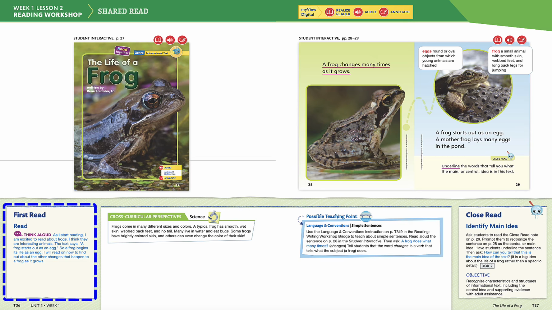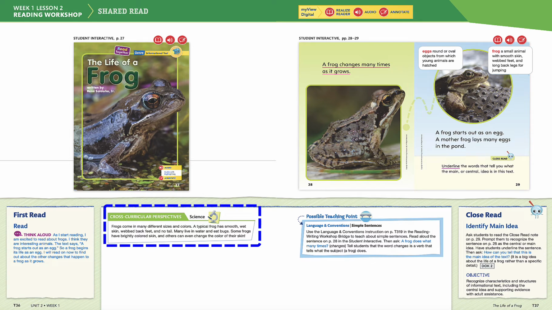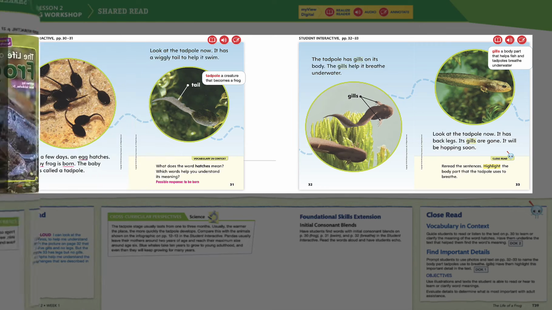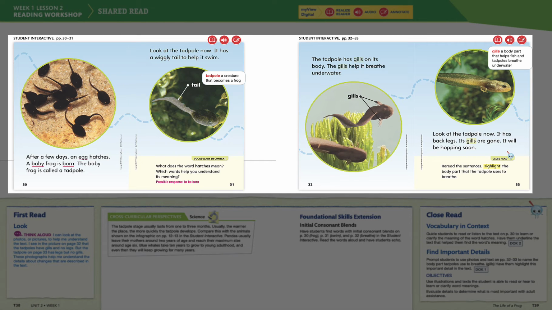Students read for understanding and enjoyment during the first read. Cross-curricular perspectives provide connections to science and social studies topics. The Reading-Writing Bridge offers teaching points to help students make meaningful connections, bringing together and illustrating the union between reading and writing. Over the course of a week, the instructional plan builds on the selection words by generating, applying, and synthesizing the words to ensure that students' word knowledge will be incremental, multidimensional, and interrelated.